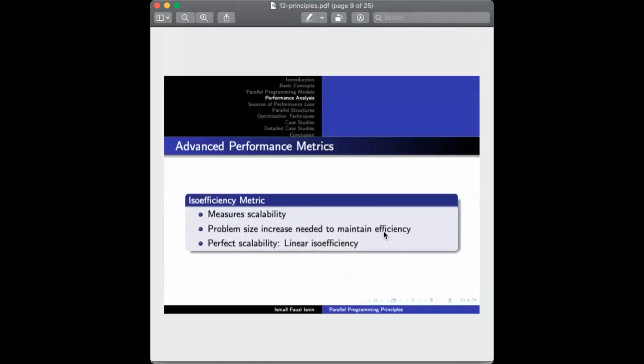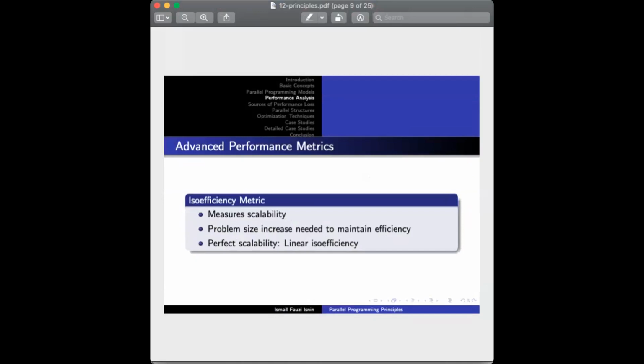The next one is the isoefficiency metric. Another critical advanced diagnostic tool is the isoefficiency metric, which is used to explicitly measure system scalability. Instead of measuring time or speedup directly, isoefficiency determines the exact rate at which your overall problem size must grow relative to your processor count in order to maintain a completely constant level of parallel efficiency.